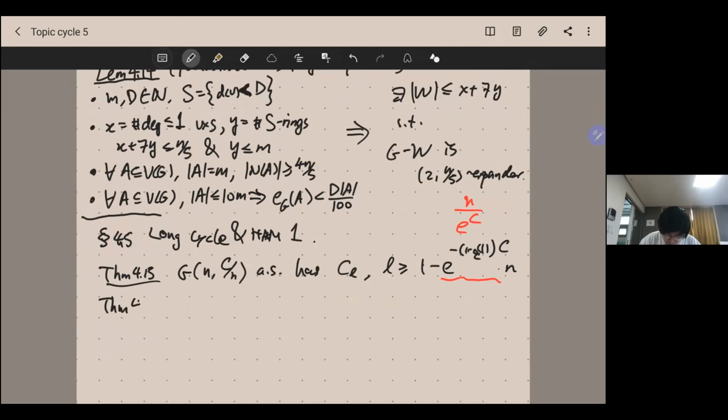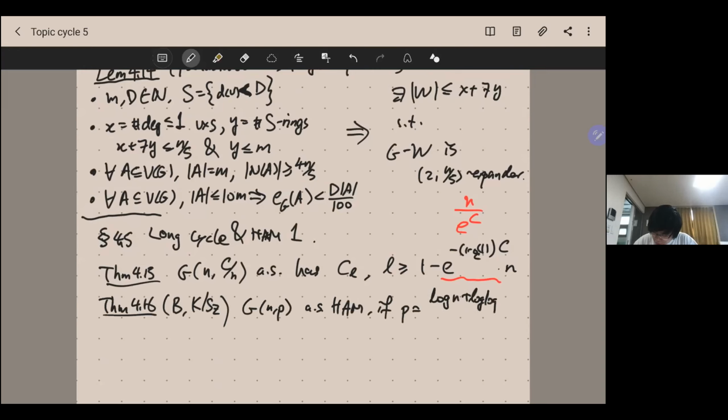And 4.16, originally due to Bollobás and independently Komlós and Szemerédi, says that G(n,p) is almost surely Hamiltonian if p equals a little bit bigger than (log n plus log log n) over n. Here, omega(1) is with respect to n. Some function goes to infinity with respect to n. It can be arbitrarily slow.